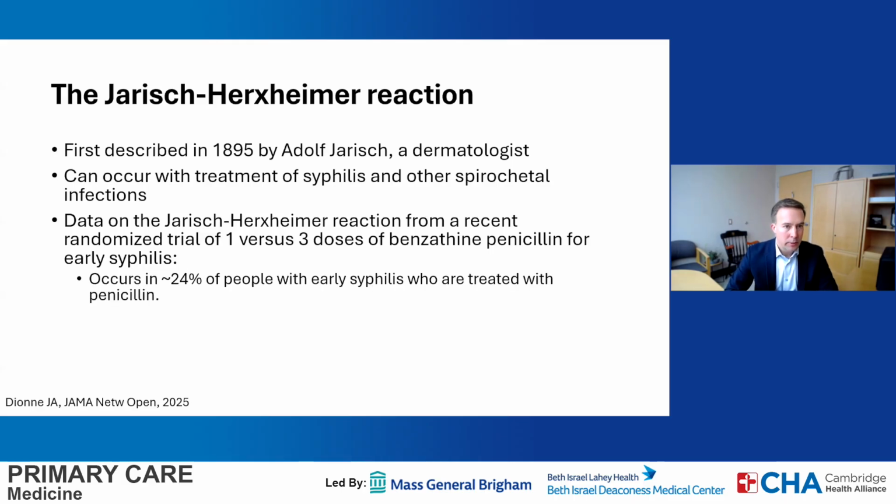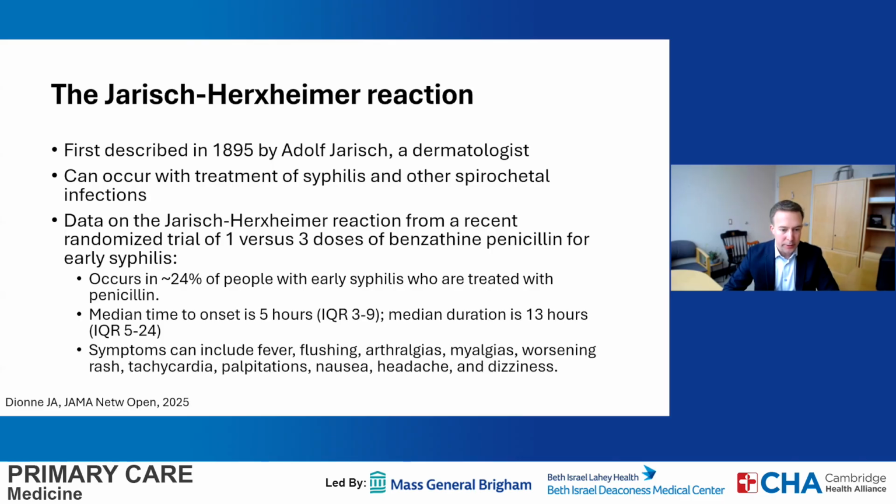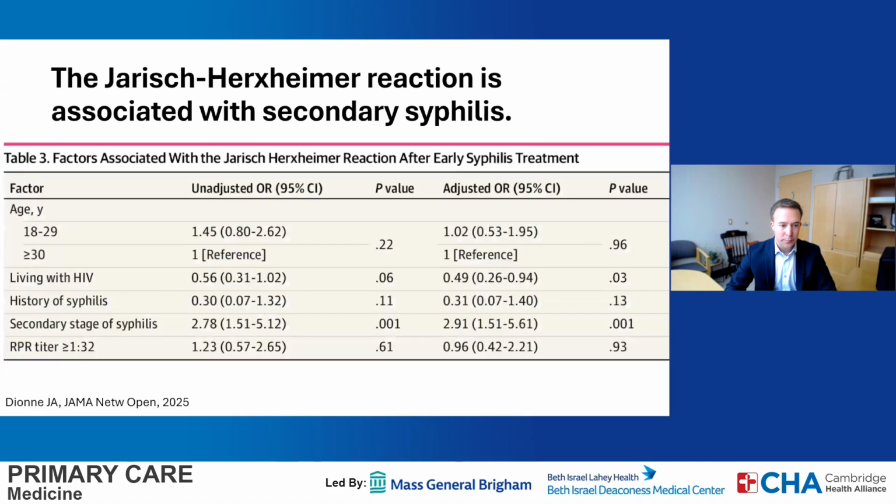And we've learned that the Jarisch-Herxheimer reaction occurs in a quarter of people with early syphilis who are treated with penicillin. The median time to onset is 5 hours, and the median duration is 13 hours. So this tends to be a fairly short-lived reaction. And the symptoms can include fever and flushing. They can include arthralgias and myalgias. If the patient had a rash to begin with, that can worsen, say if they had secondary syphilis. They may have tachycardia and palpitations, nausea, headache, and dizziness.